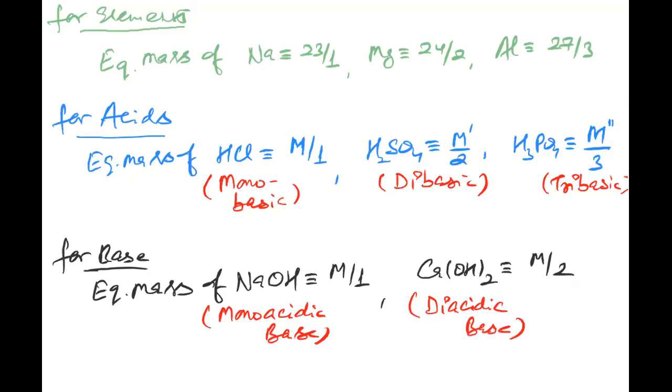So for base, NaOH is a monoacidic base. For calcium hydroxide, it is a diacidic base. So it is M divided by 1. You can say it is M dash divided by 2 in the case of base. For any element, equivalent mass, for example for sodium, it is 23 by 1, magnesium it is 24 by 2, aluminum it is 27 by 3. Same in the case of different acids and bases.